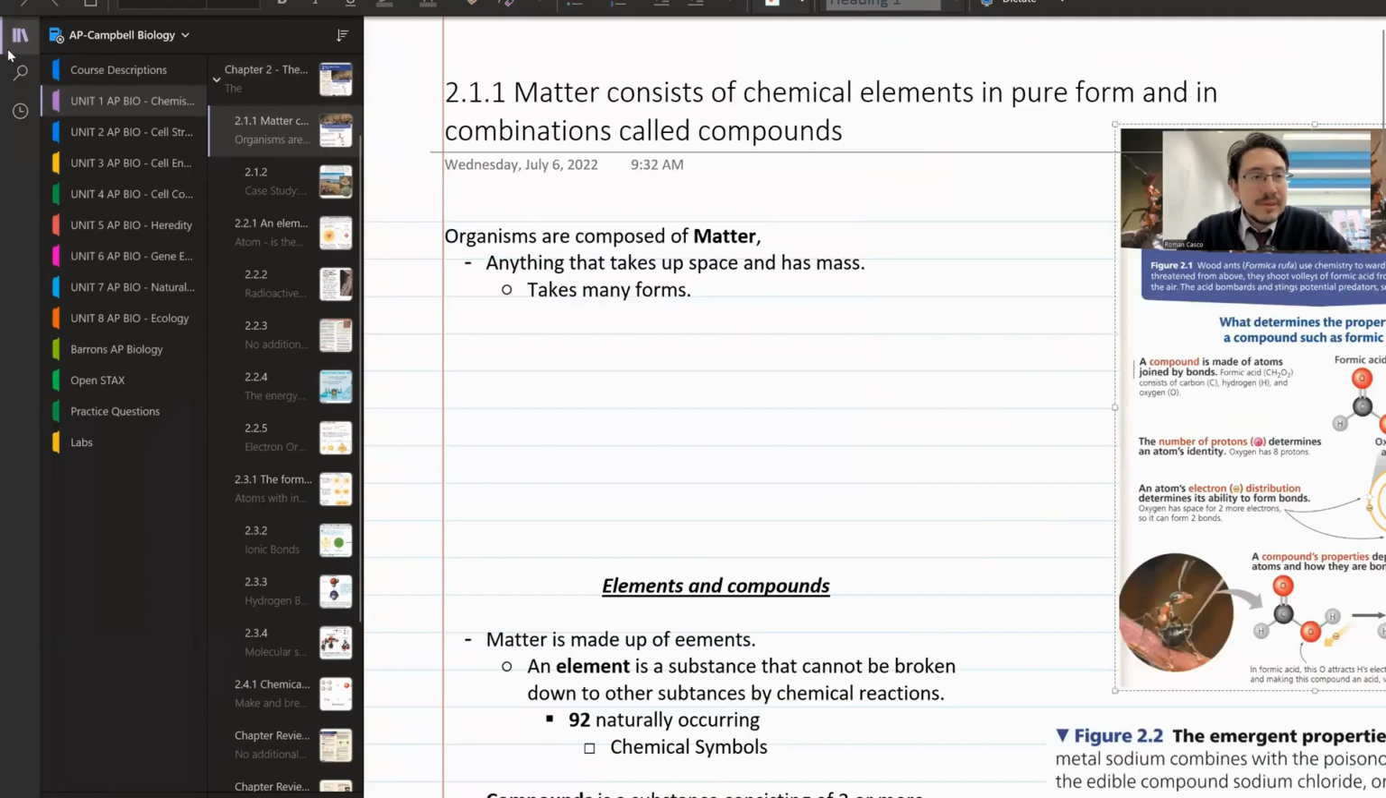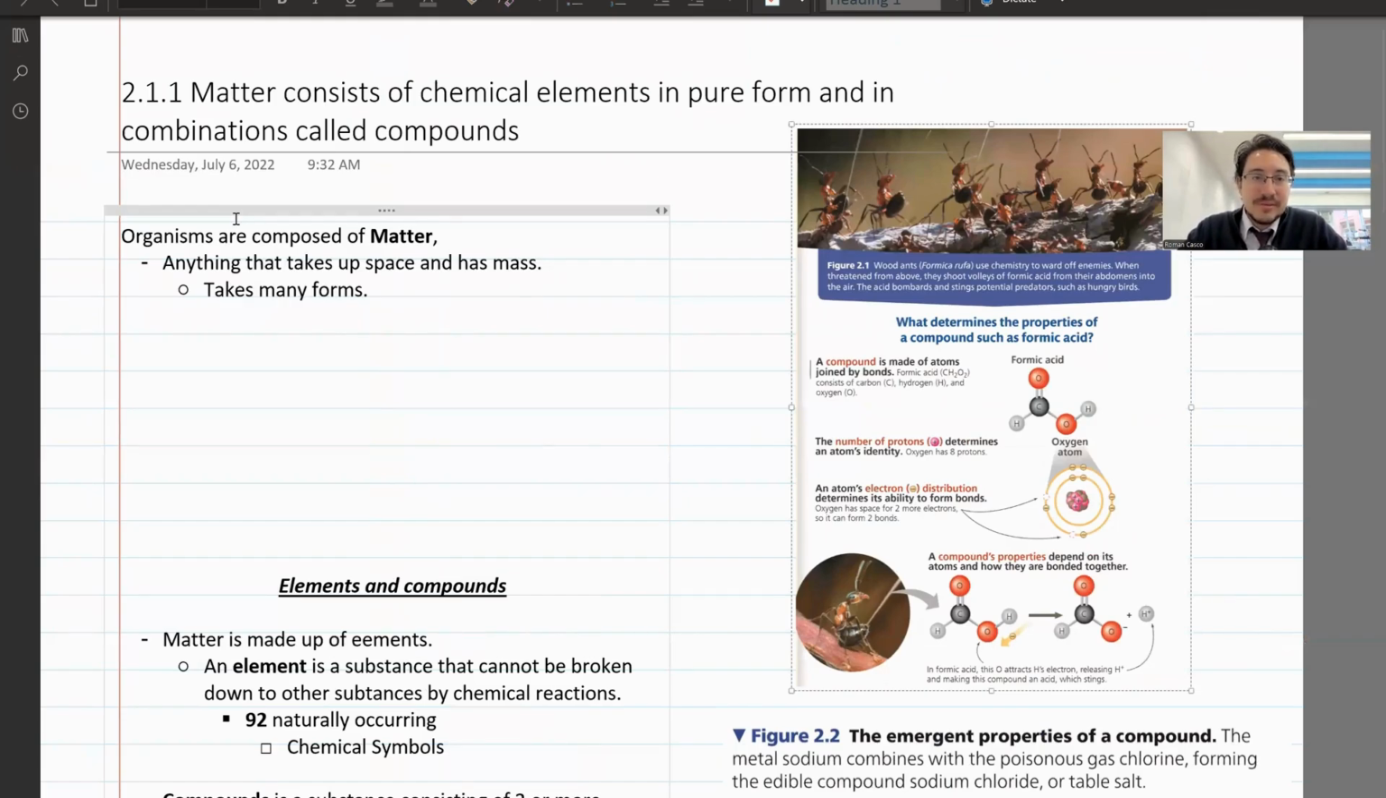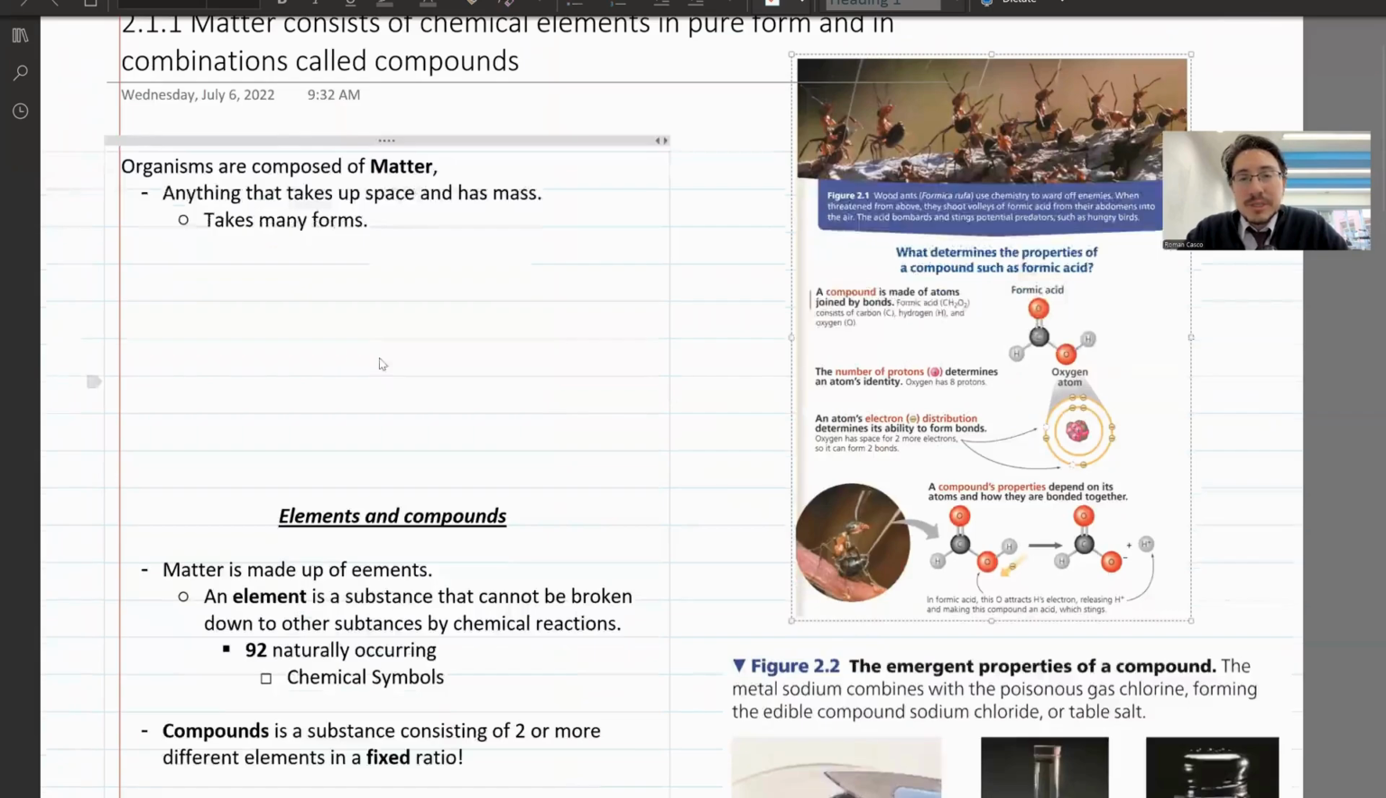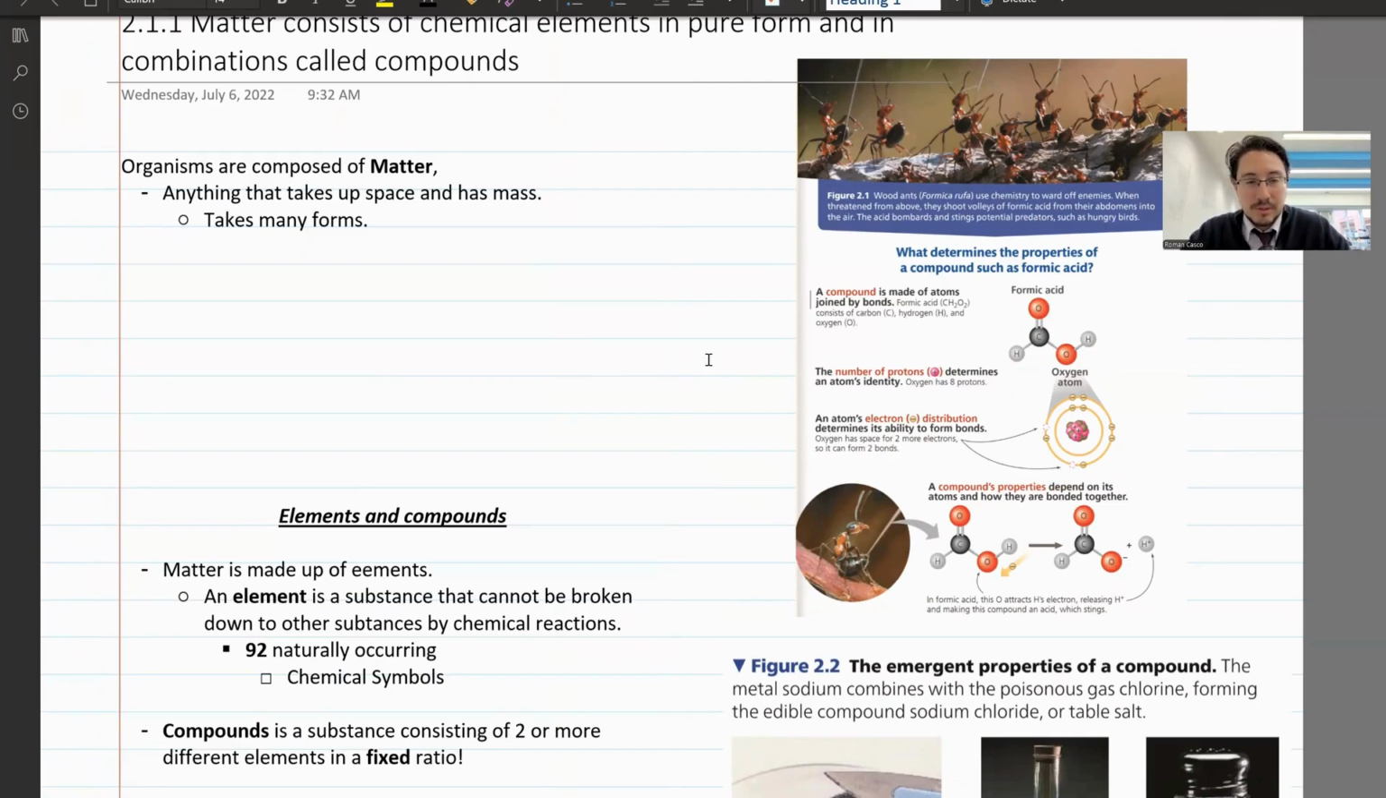So the first concept, 2.1: matter consists of chemical elements in pure form and in combinations called compounds. So this chapter is pretty much review of high school biology and chemistry class, so I won't go into incredible detail with the concepts, but I'll pass through every notable thing in the chapter.